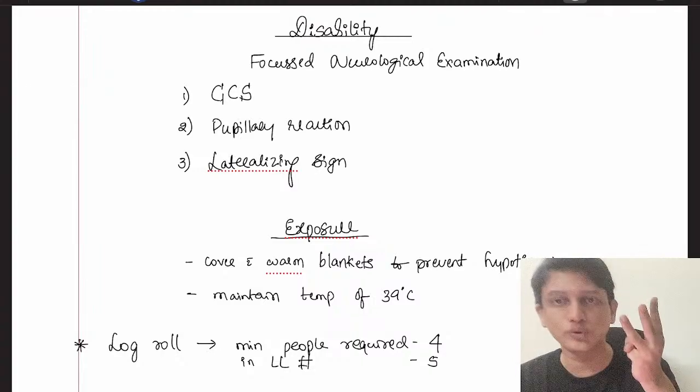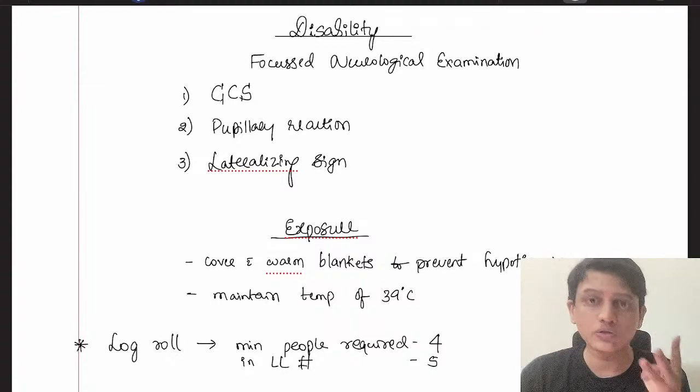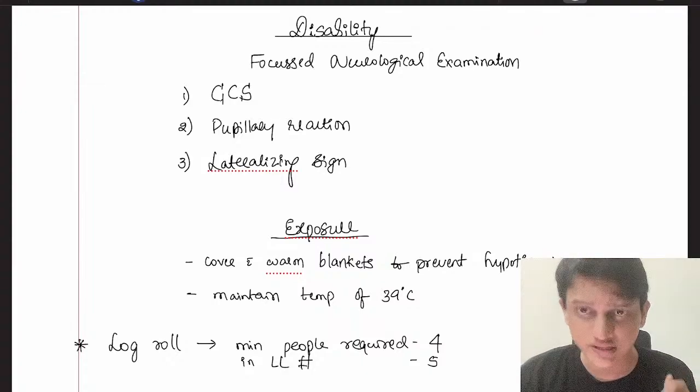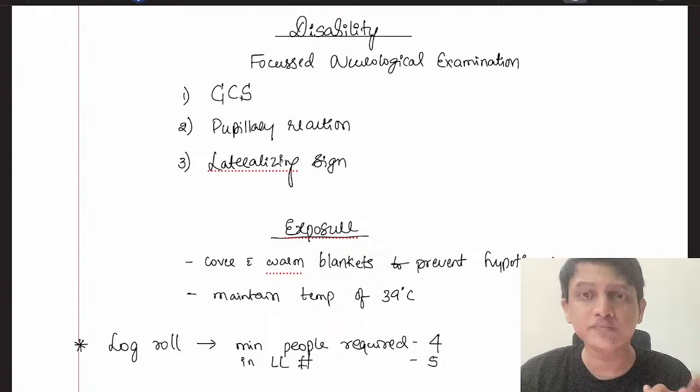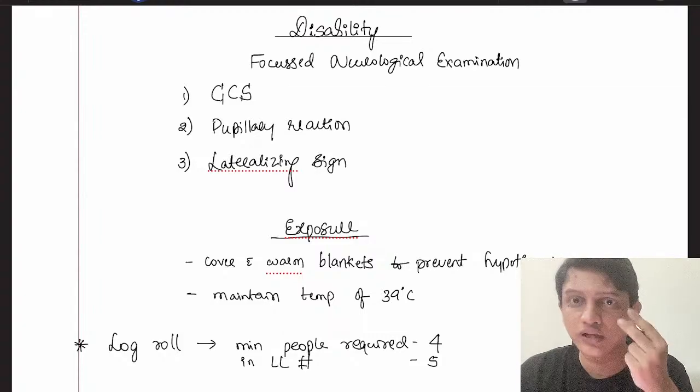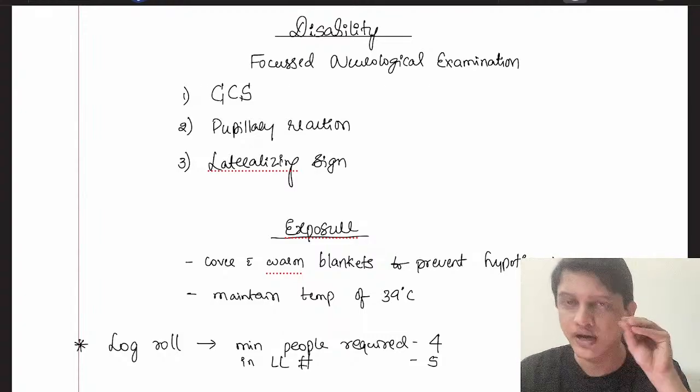So first, three things you look for. What is GCS? Glasgow Coma Scale. What's the level of consciousness? You will assess that. Second thing is pupillary reaction. You check the pupils. You know, when you put light, it will constrict and then it dilates again.